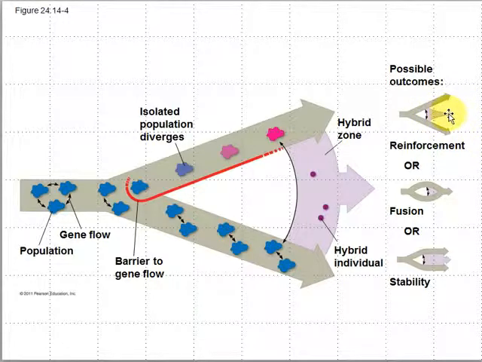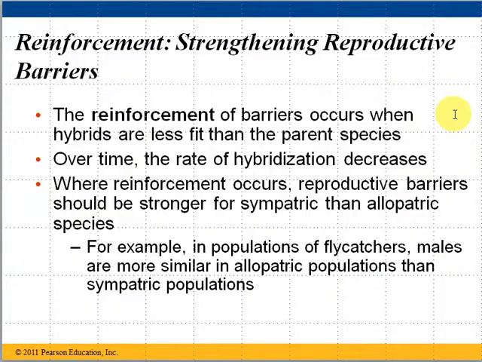So if these paths continue to diverge, the hybridization zone is going to eventually get smaller and smaller and perhaps even disappear. If you're looking for reinforcement, you should find that reproductive barriers should be stronger for sympatric than allopatric species. So if you have two groups in the same area and you have reinforcement occurring, you should see reproductive barriers that grow stronger over time.